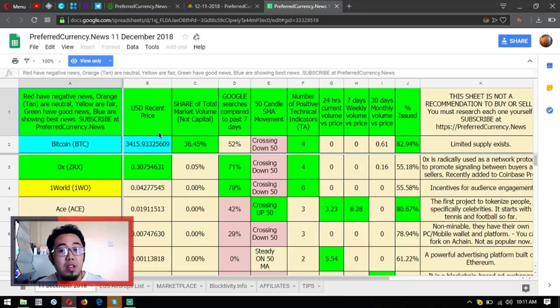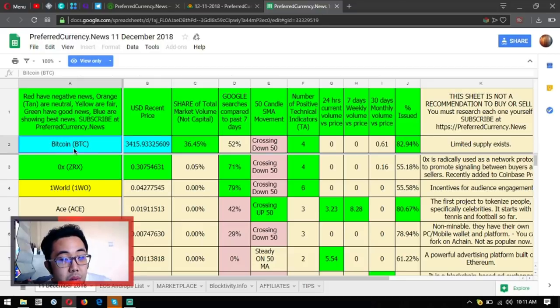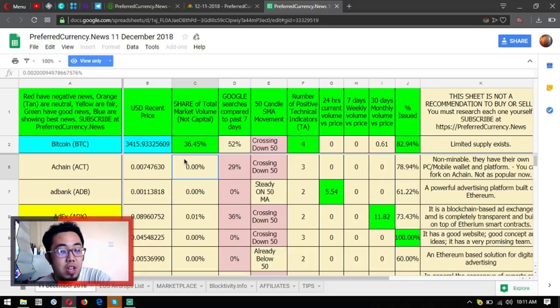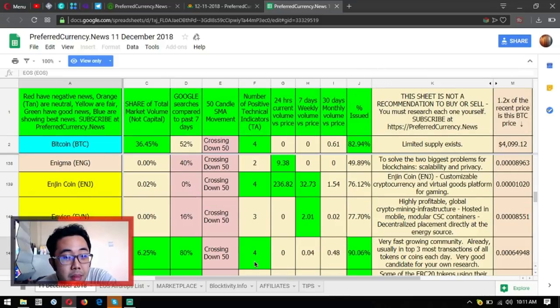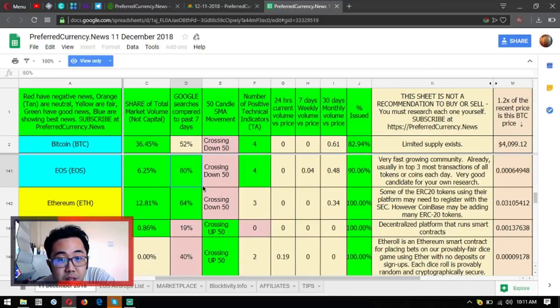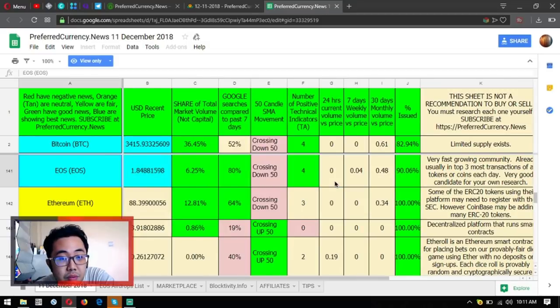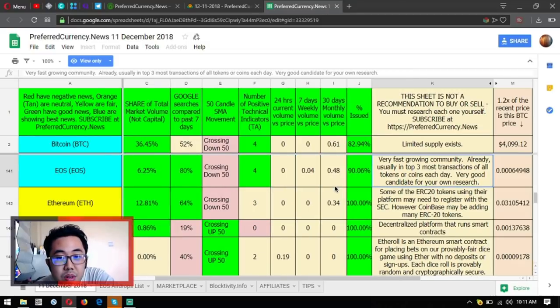So here is the research list. Okay, so see that one in cell A1? Blue are showing the best news. So Bitcoin. Let's check on EOS. Okay, so here is EOS, which is showing very good news also.